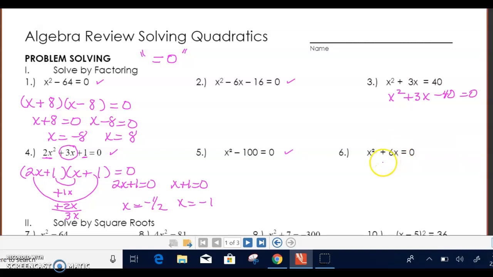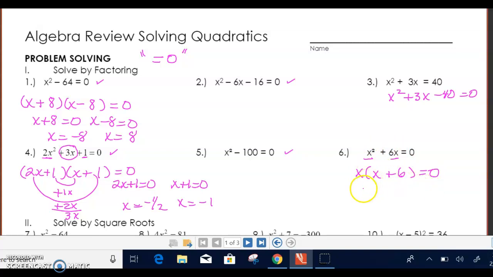I can factor this. And what's so easy about this is we're going to factor by pulling out the greatest common factor. What's common to these two is an x, so I am going to factor out that x. And when I factor out an x from both of those pieces, I'm left with x plus 6. You can always check your work by remultiplying. X times x is x squared. X times 6 is 6x. So I have successfully factored that. That's an excellent way to check your work.